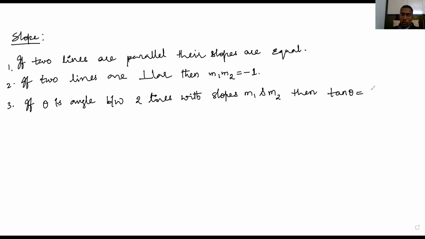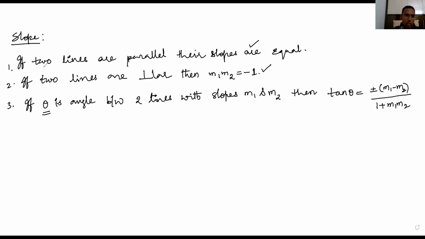So you're saying plus or minus, M1 minus M2 or M2 minus M1, by 1 plus M1 M2. Okay, good. These are the three things we must learn about slopes: how two lines are related. With respect to their slopes, if two lines are there, they must be either parallel or perpendicular, or some angle exists between those two lines.